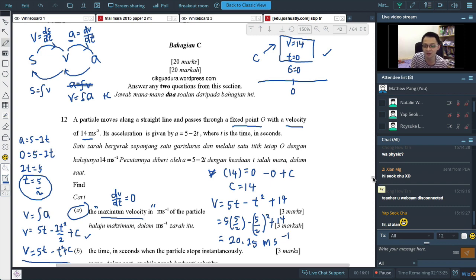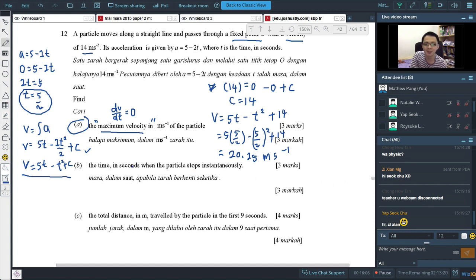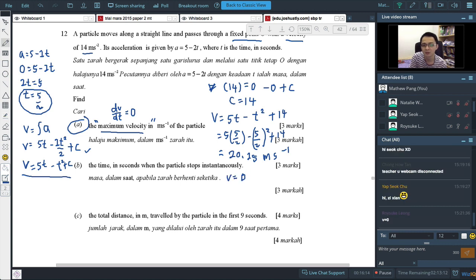Okay. B asks you to find the time in seconds when the particle will stop. Particle will stop means what? When v equals 0. So simple. So that means v equals 0, then 0 will equal to 5t minus t square plus 14. Then I will make t square become positive, so it will be t square minus 5t minus 14. I mean I multiply negative into every single thing here. Then I factorize it, equals to 0.